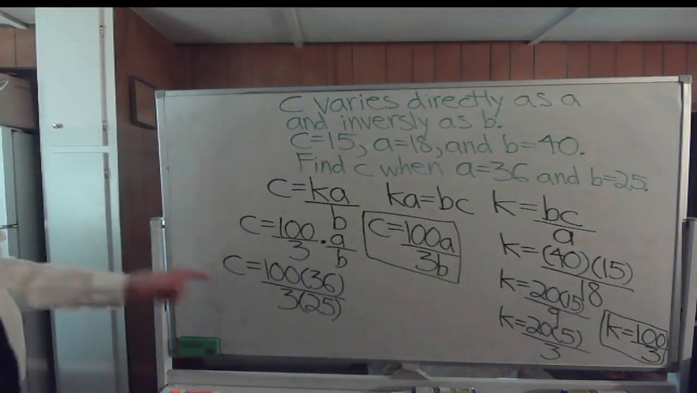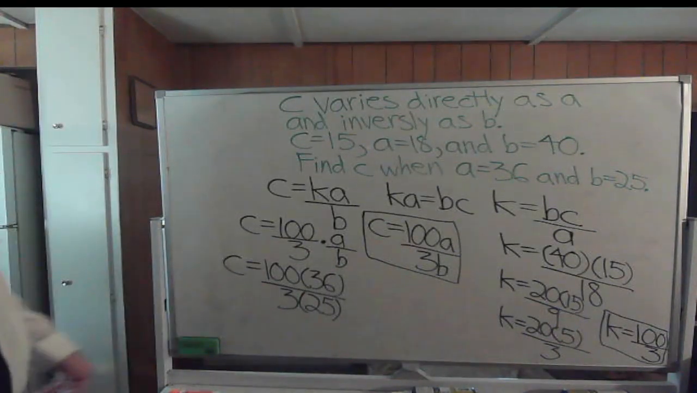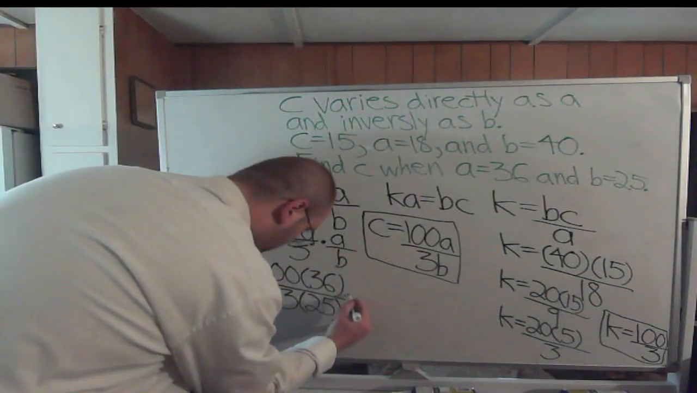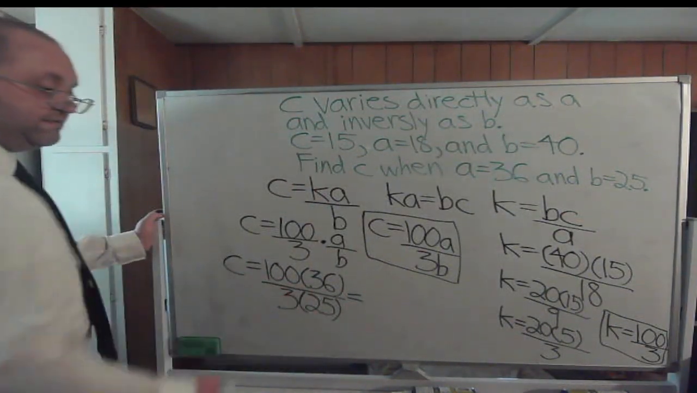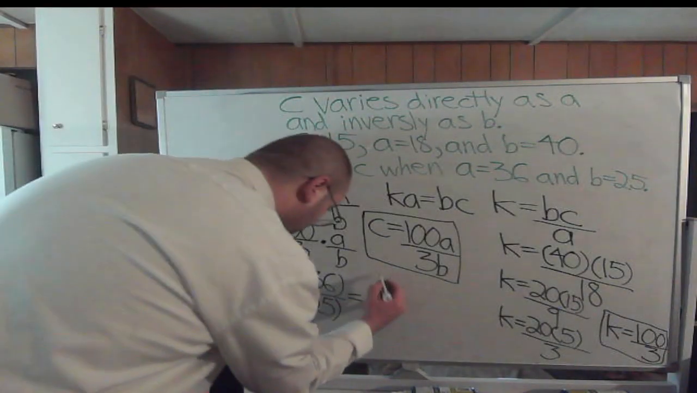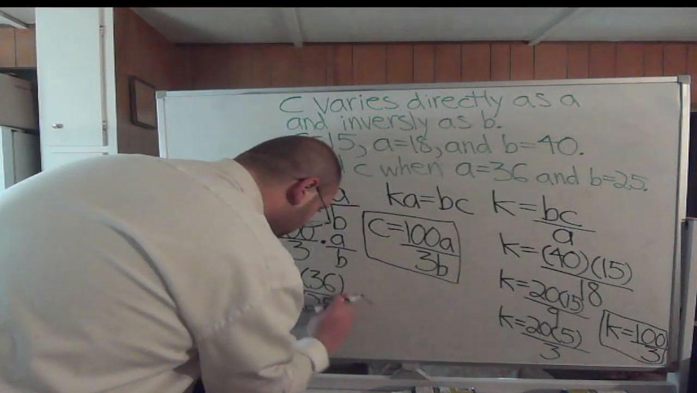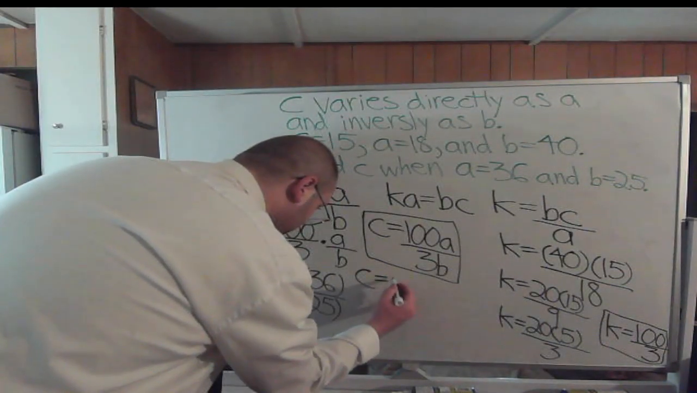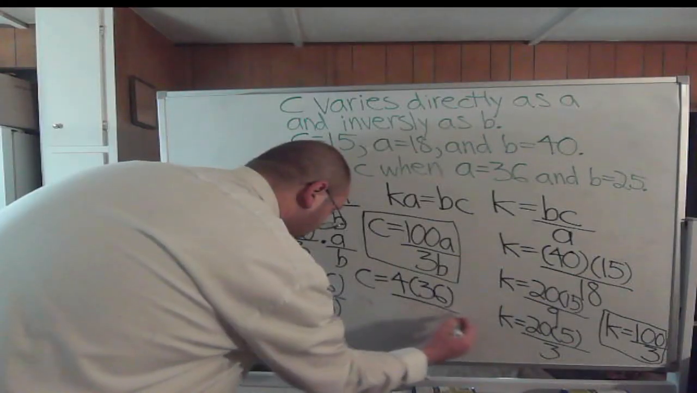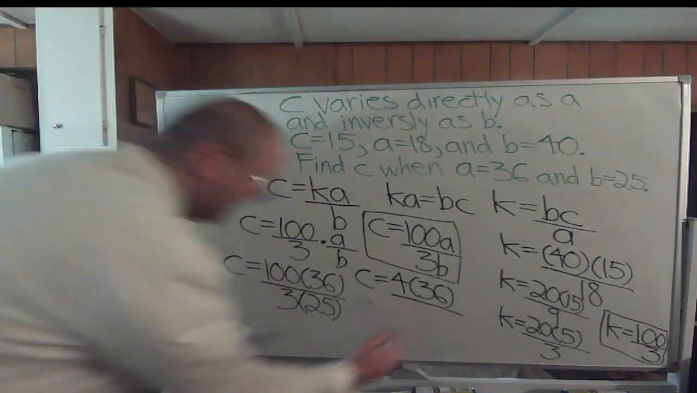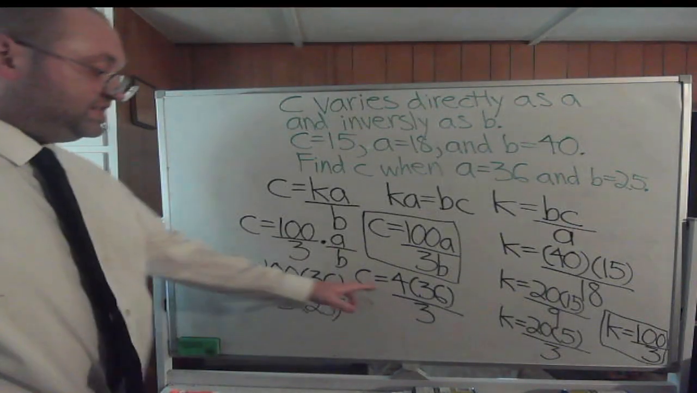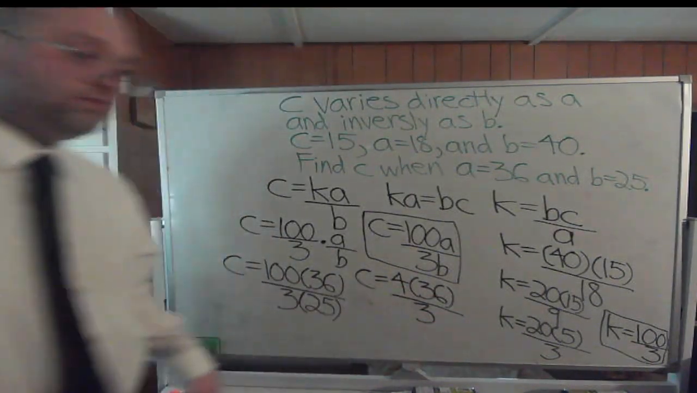Instead of doing all the multiplication, why don't we look for things we can factor out? So, for example, 100 and 25 have a common factor of 25. If I divide 100 by 25, we get C is equal to 4 times 36. Now 25 divided by 25 is 1, so this is just over 3. Now we just have C is equal to 4 times 36 over 3.